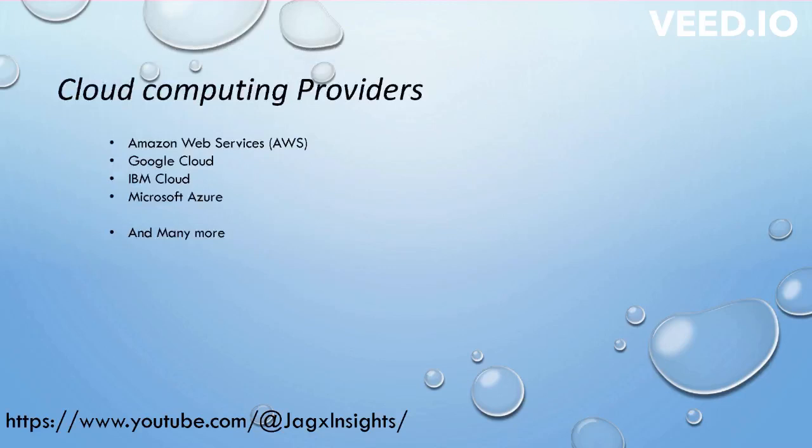Okay. So, who are the cloud computing providers predominantly existing in the industry? Of course, there are many other providers. To name a few: AWS, Amazon Web Services, which is provided by Amazon; Google Cloud, which is provided by Google; the IBM Cloud, which is provided by IBM; and Azure, which is provided by Microsoft. And of course, there are many other providers existing in the market.